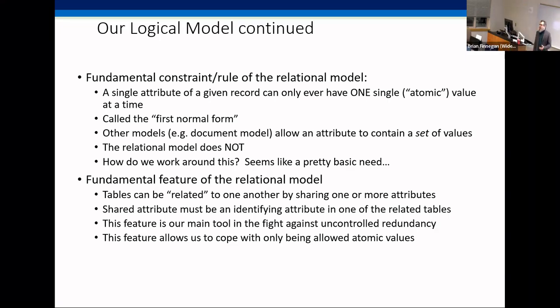But the one thing we do need to be aware of is this constraint. Whether you remember it's called first normal form or not is not important. But for our purposes, one song can have at most one genre per cell.